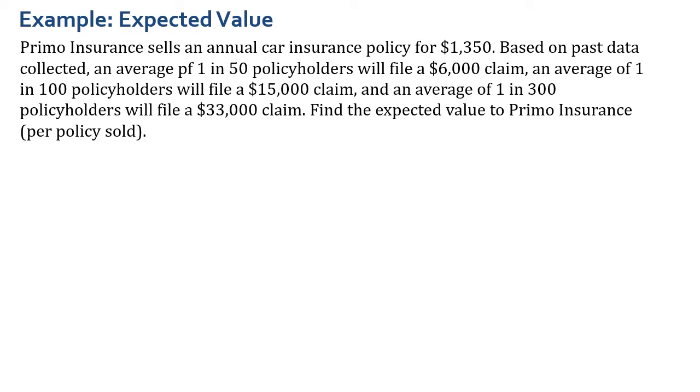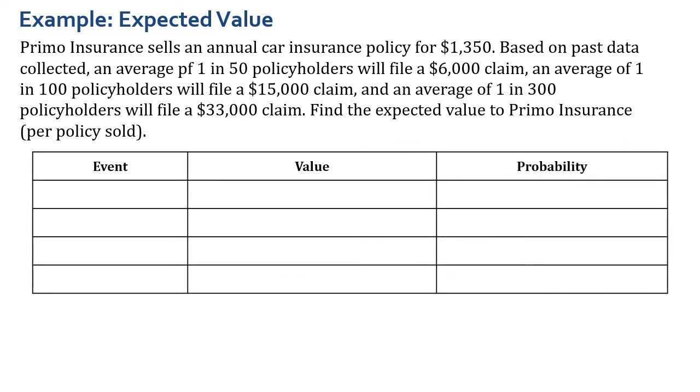All right, so let's do our probability distribution table. So we have the event as one column, the value as another column, and then the probability. All right, so the event that they're going to have a $6,000 claim is, let's see. So actually, let's start out with the event that they have no claims. And I'm looking at the expected value to Primo Insurance. So I'm going to look at what will Primo Insurance make, not the policyholder.